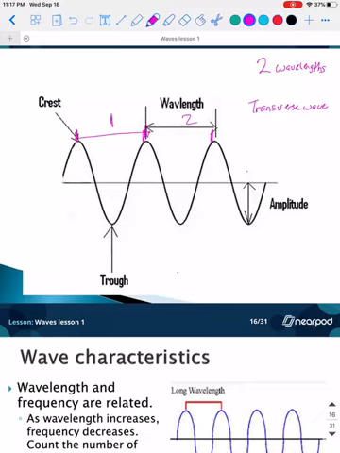And yeah, we can measure the amplitude from here to here. A lot of times we will just give you something that looks like this, and we'll just be like, label it. So you just label them based off what this is up here.